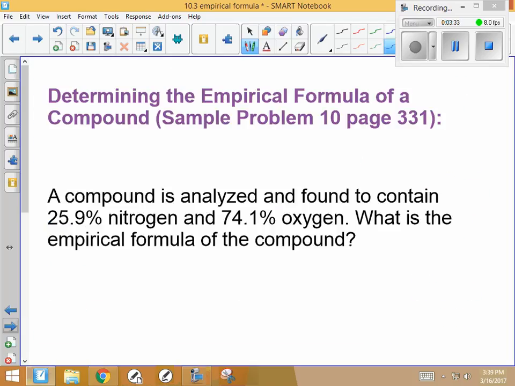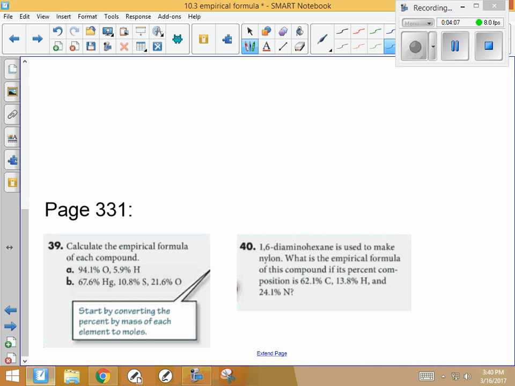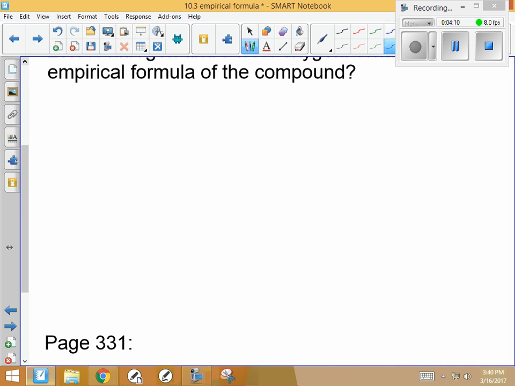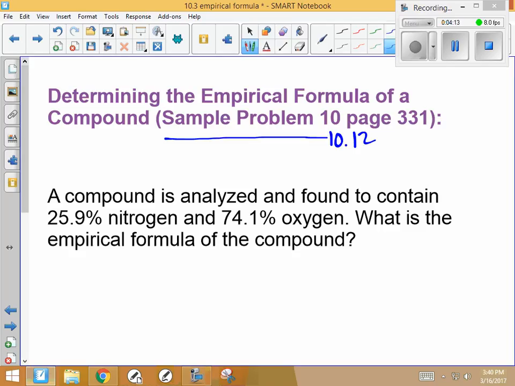How do we use these? Well, we can solve many types of problems, but here's a very specific type. It's sample problem 10.12 on page 331. We're told that a chemical compound is analyzed and found to contain 25.9% nitrogen, 74.1% oxygen. What is the empirical formula of the compound? Empirical formulas require a 2-step process.